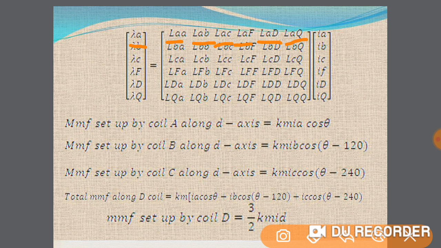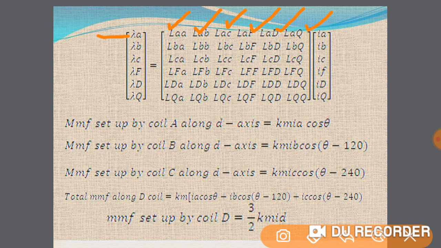What are these? These are the inductances with respect to the A axis only. The first term shows how A is related in self-inductance with A. Second, LAB means inductance of A with respect to B. Then LAC, inductance of A with respect to C. LAF is the inductance of A with respect to the field winding. LAD with respect to the D axis and LAQ with respect to the Q axis.